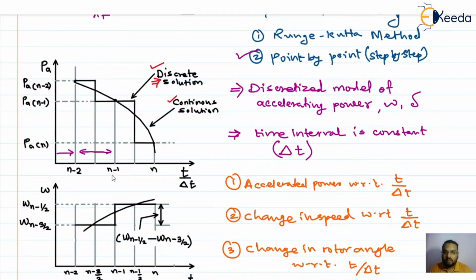Suppose I am considering this n minus 1th interval. For this interval, the accelerating power will be constant from the middle of the previous interval till the middle of the present interval. So this is the assumption. Since we are considering a discretized model, the accelerating power will remain constant for this interval, and that interval will be nothing but the middle of the preceding interval to the middle of the present interval. So that is the first point.